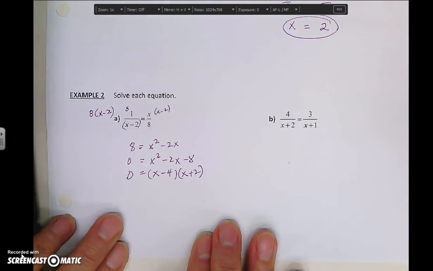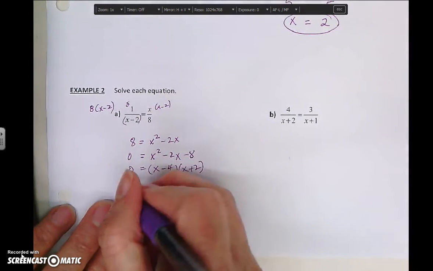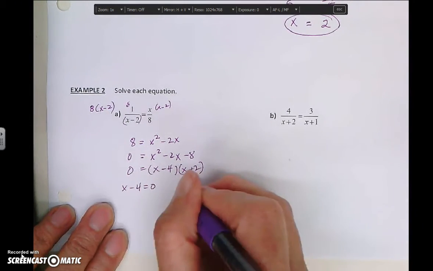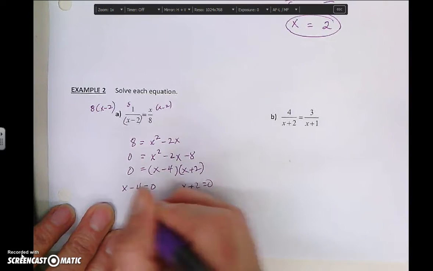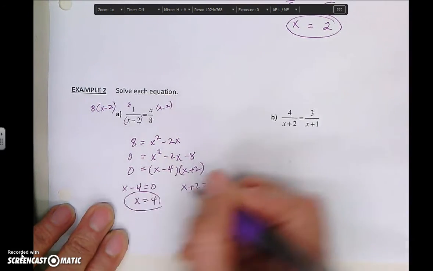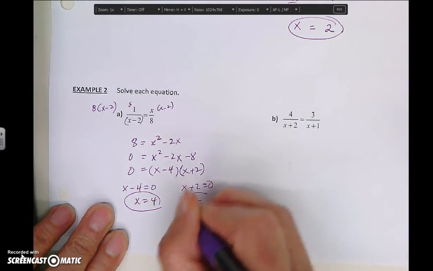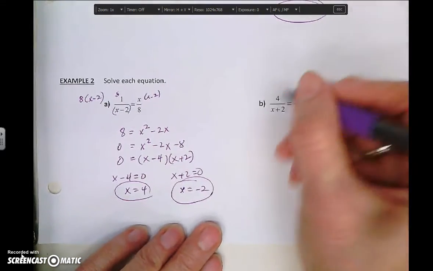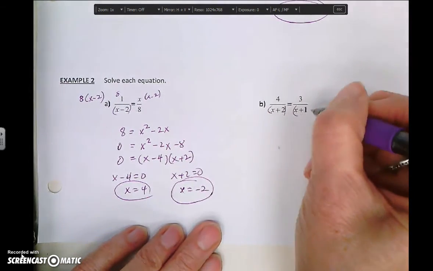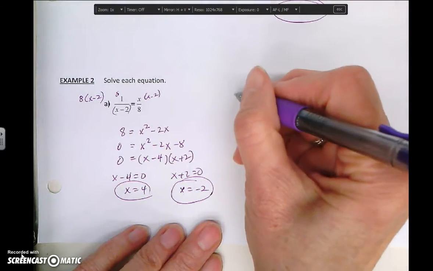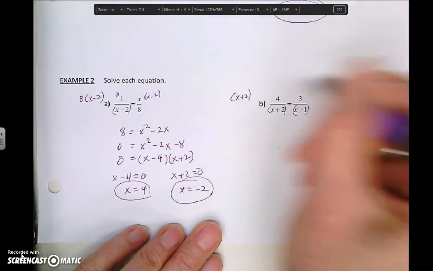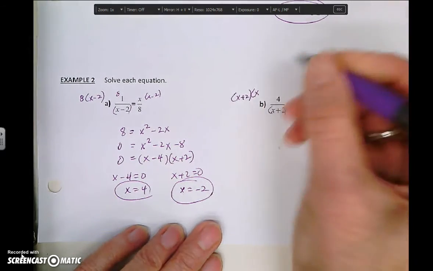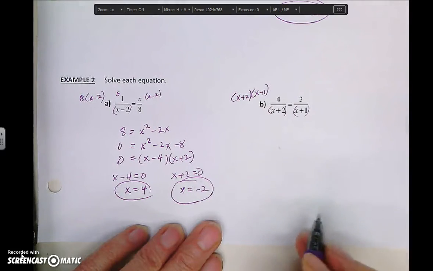So I get this. I'm not finished solving yet. I've factored. I'm going to set each factor then equal to 0. And I get that x is 4 and x is equal to negative 2. B, same thing. Remember that with a plus that this is kind of a group. So my LCD has an x plus 2 factor and an x plus 1 factor.